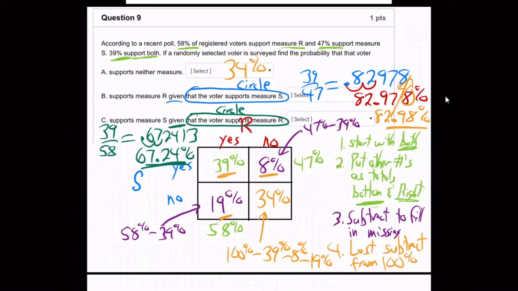So we have to make that table first, right? How do you know you're supposed to make the table? 2 characteristics. Measure R, measure S. Gender, speaking French or not. Football, basketball, right? All those kind of questions where you have 2 characteristics and they don't give you a table. You got to make your own table.